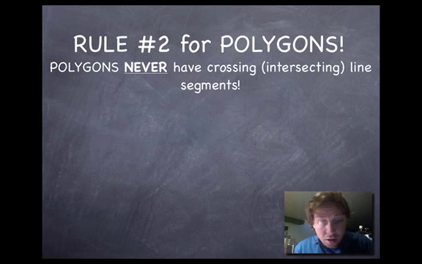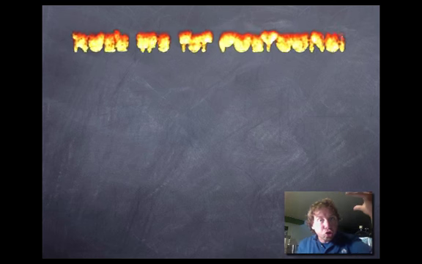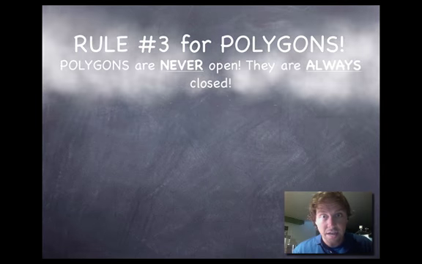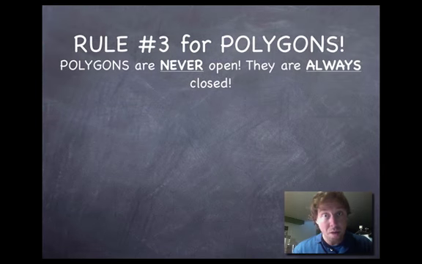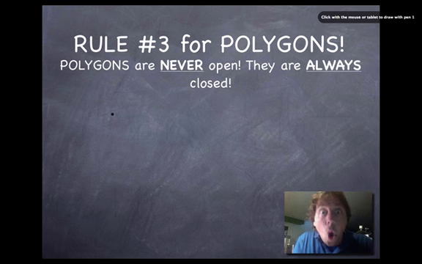Okay, you ready to go on to the third rule for polygons, the third and final rule? Here we go. Rule number 3 for polygons. Polygons never open. So even if the lines don't cross, even if they're nice and straight, but there's an opening, that is not a polygon. Okay? Let's see a few examples of things that open up and are therefore not polygons.